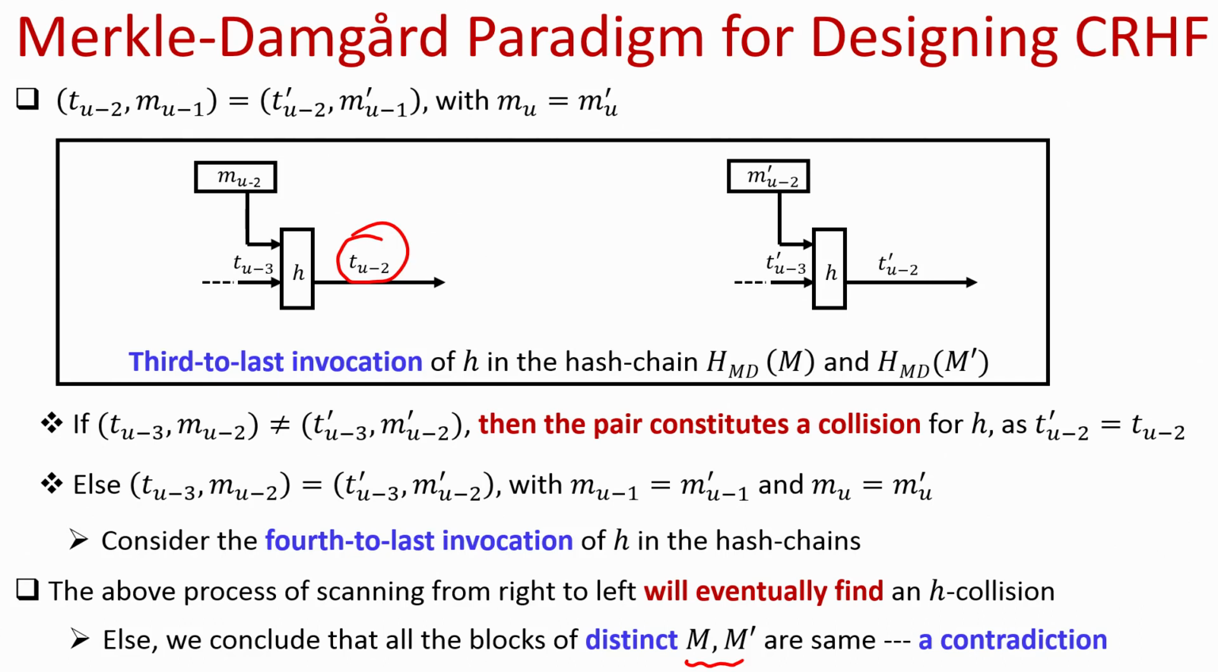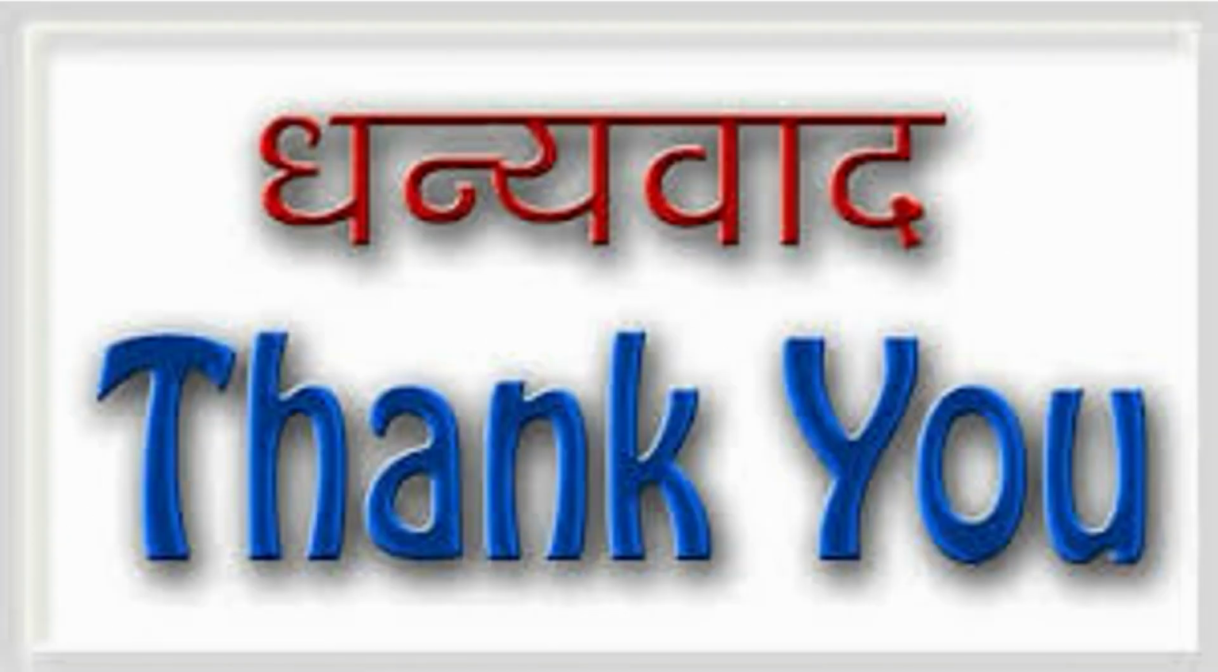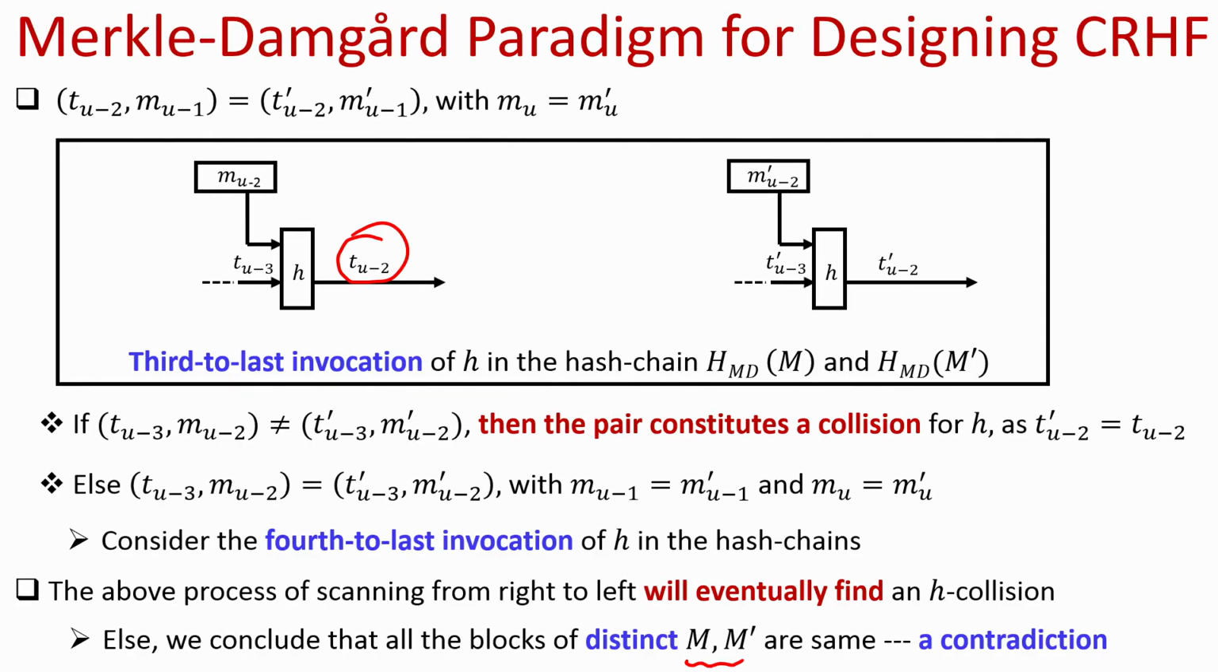That means in poly time it will not be possible to come up with a pair of distinct inputs which gives you the same hash value. So, that brings me to the end of this lecture.